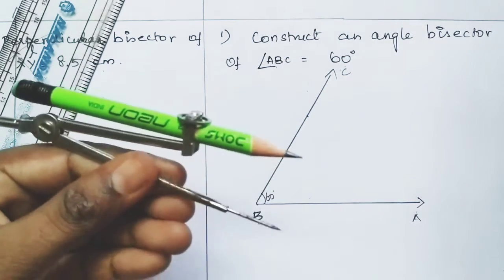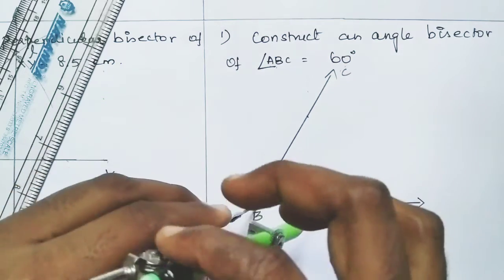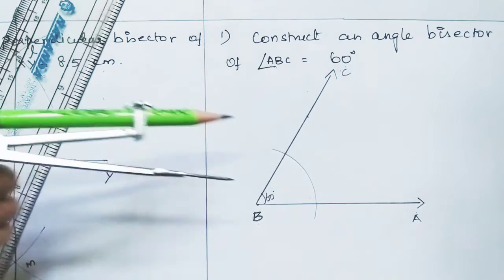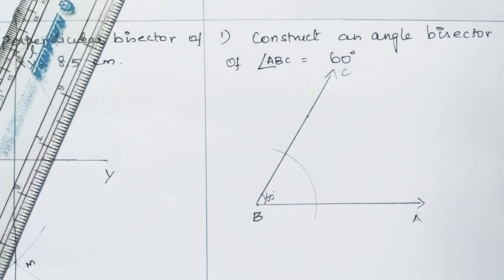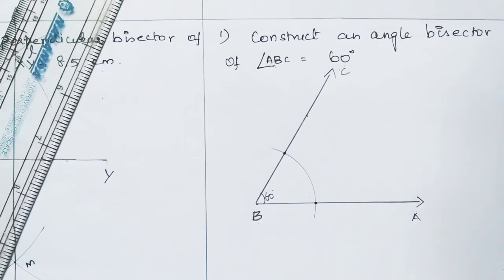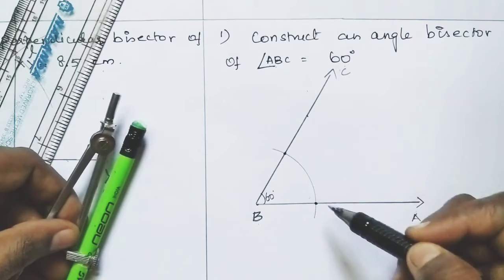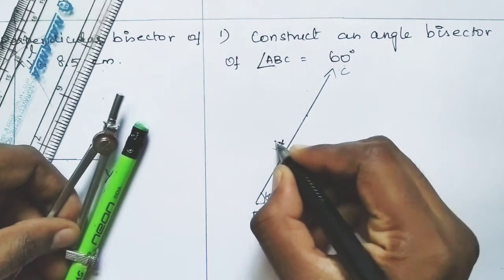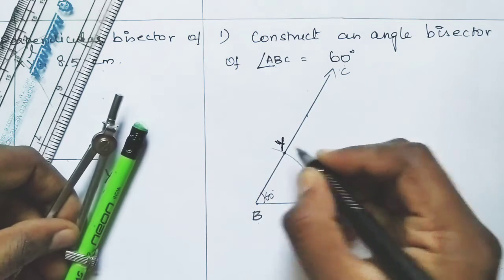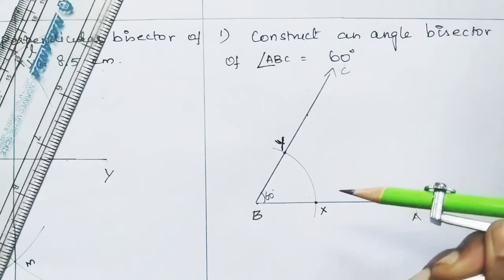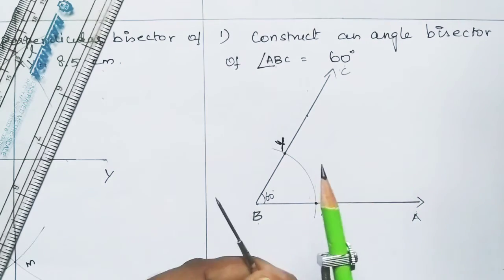Take any radius. Now draw an arc. Got it? Now you got the intersection points here, 2 points. Right? Now with these 2 points as center, you can mark these points as X and Y. And with these 2 points as center, draw an arc. You can take any radius, children. Now you can change the radius.